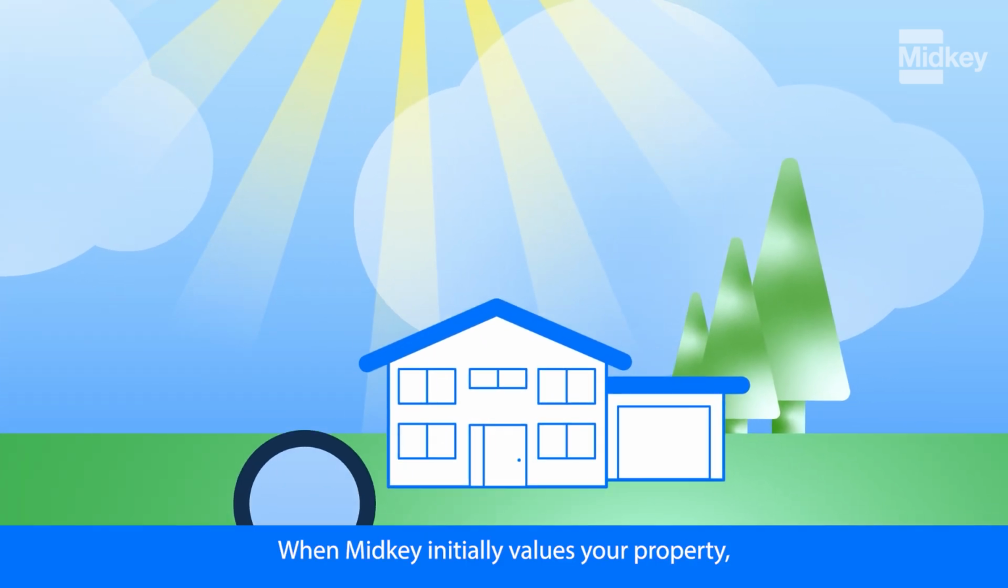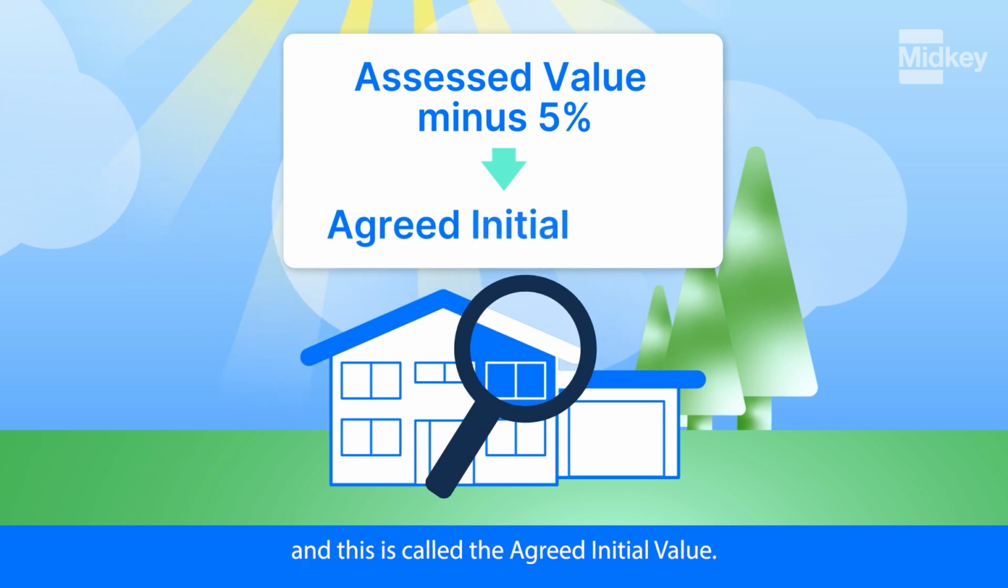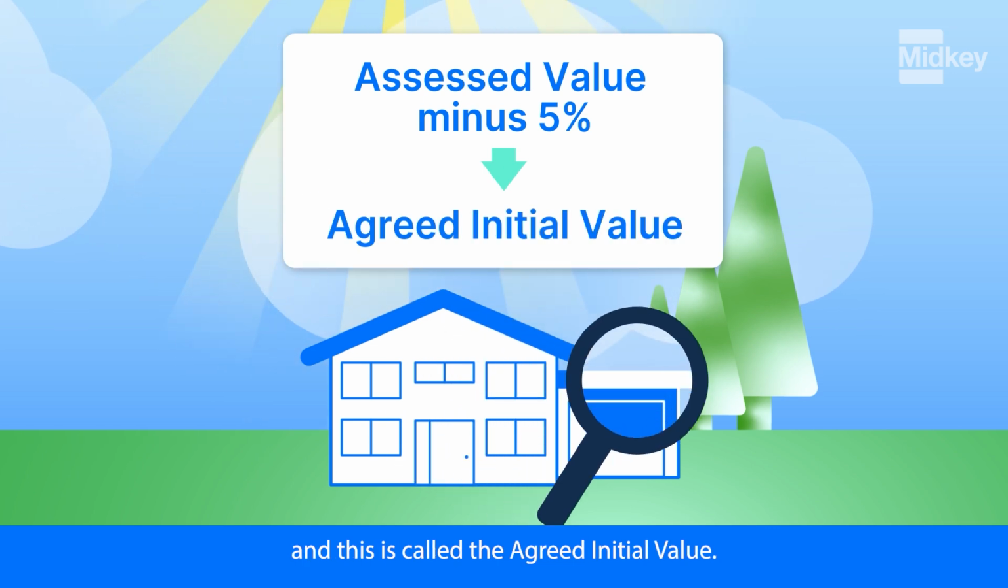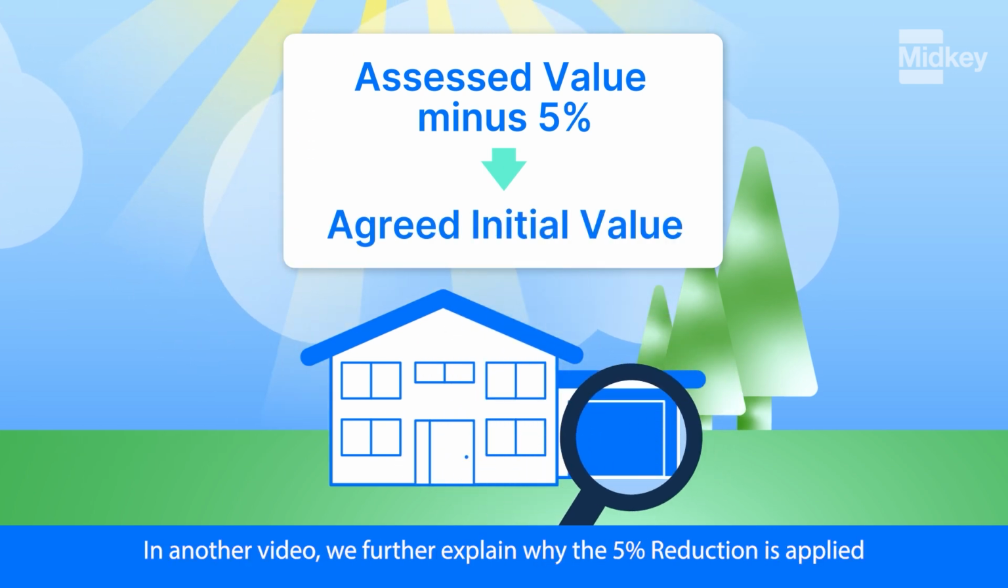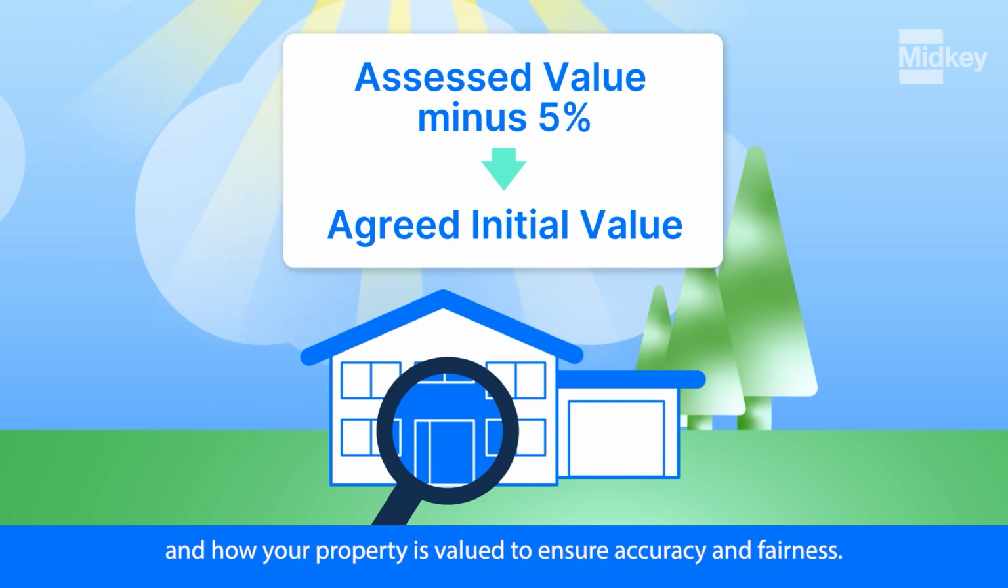When Midkey initially values your property, a 5% reduction will be applied to this value, and this is called the agreed initial value. In another video, we further explain why the 5% reduction is applied and how your property is valued to ensure accuracy and fairness.